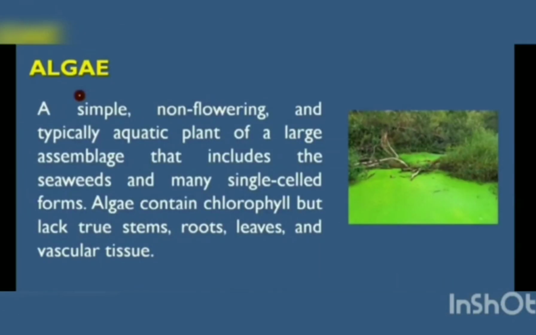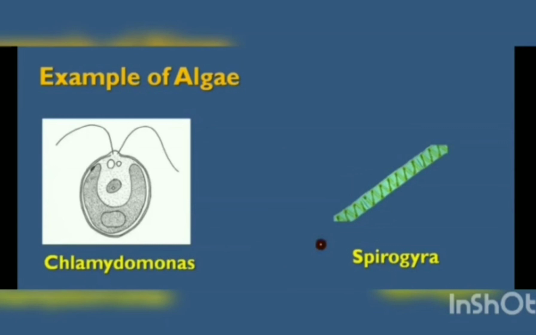Next we have algae. It is a simple, non-flowering and typically aquatic plant of a large number of types. It includes seaweeds and many single-cell forms. Algae contain chlorophyll, as we have seen in the green color, but they lack true stems, roots, leaves and vascular tissue. Vascular tissues are those that transport water or food. They are not there in algae. Examples of algae are Chlamydomonas and Spirogyra.